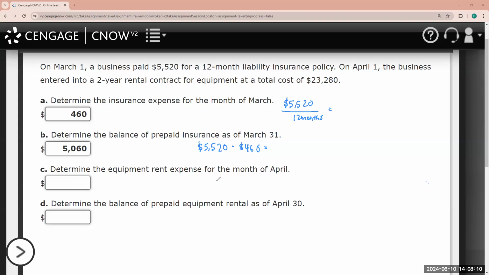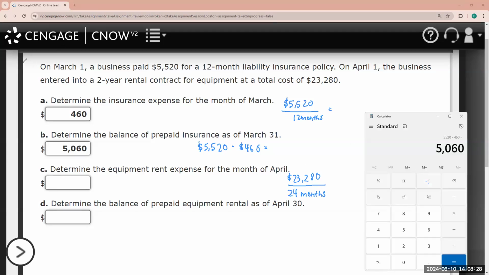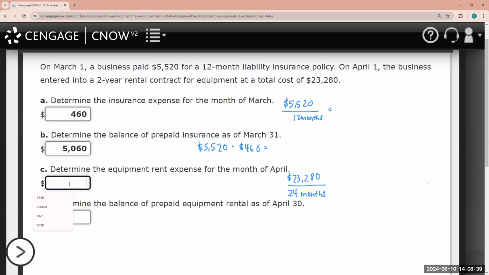So here we have 23,280 divided by 24 months. So if we get our calculator, 23,280 divided by 24, that lets us know that the rent expense for each month is $970.